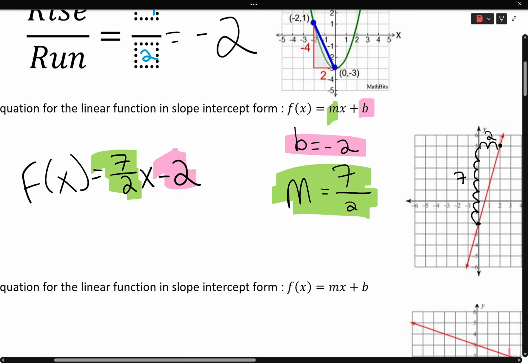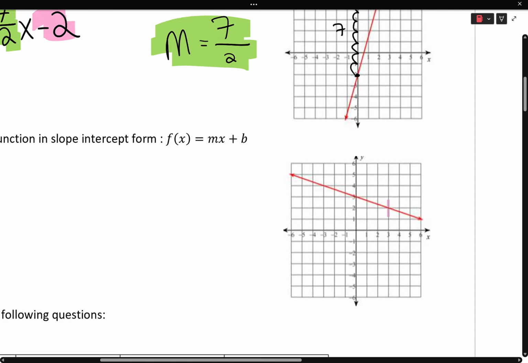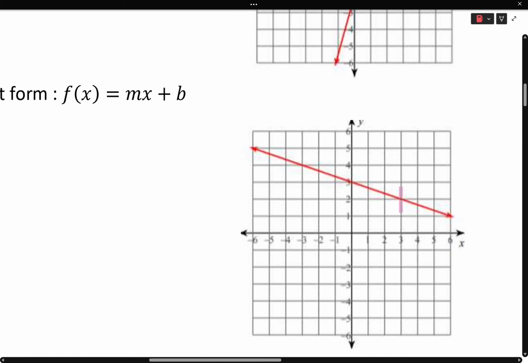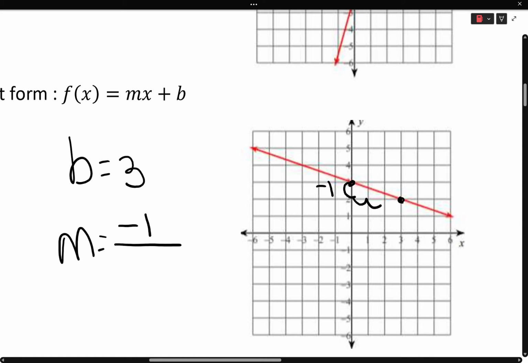Let's do that one more time with the next question. Let's identify the y-intercept first. There it is, it's 3. And here's one more point to the right. Let's find the slope. It looks like I'm going down 1 and to the right 3. So our slope is -1/3.